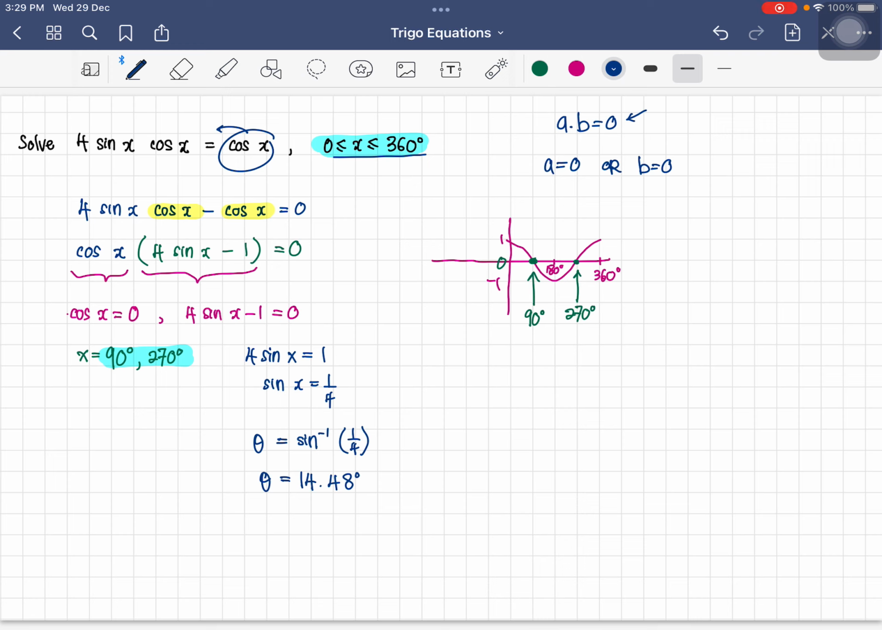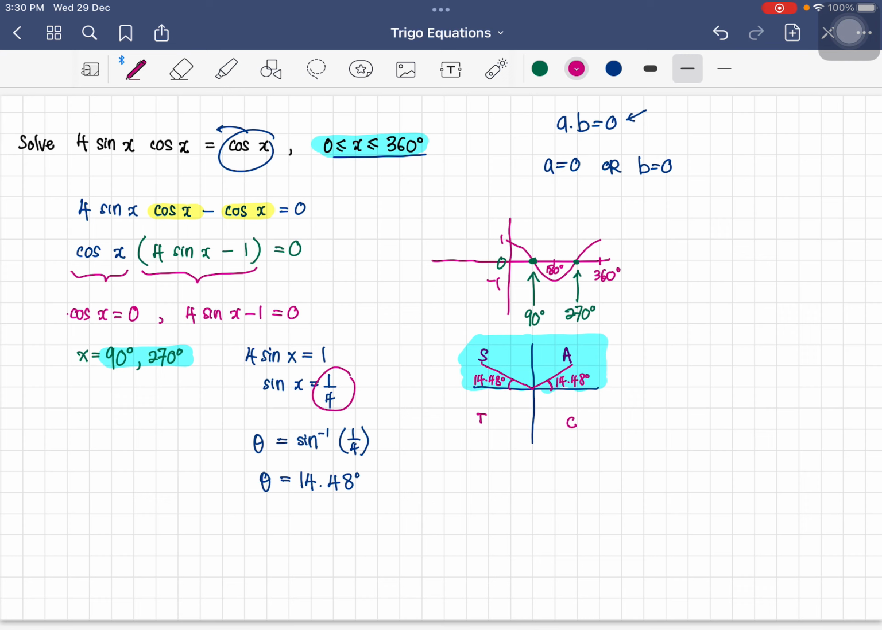So let's recall the ASTC rule just now. Where is sine positive? Since this sine is positive, we look at the part where sine is positive, so of course on these two quadrants. Therefore, where will my basic angle be? It will be somewhere around here. So this is 14.48 degrees, and my basic angle in the other quadrant is another 14.48 degrees.